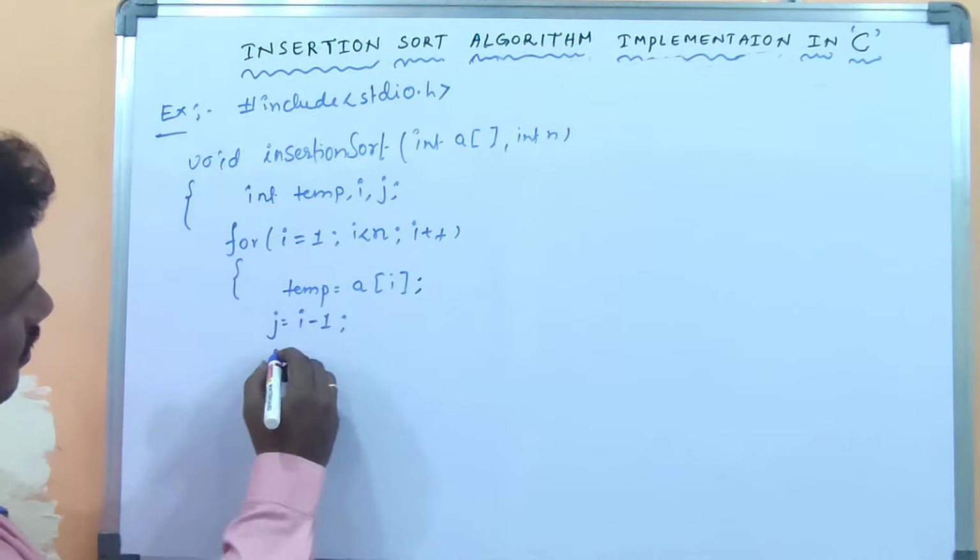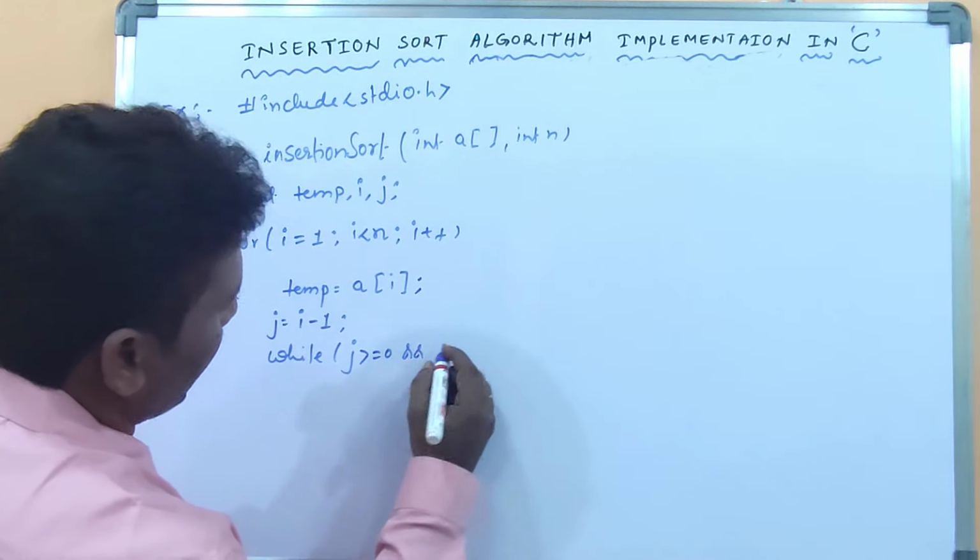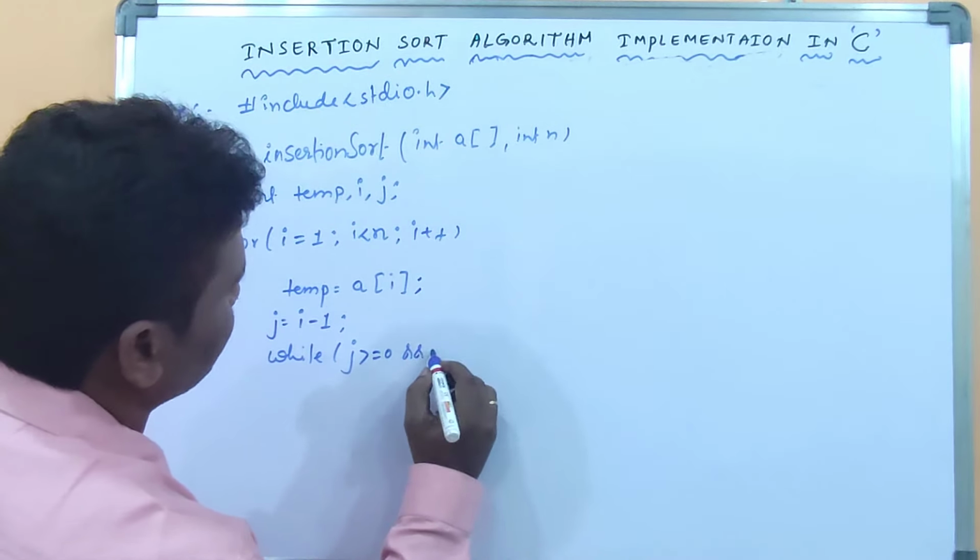If anything is modified while explaining, I will change the code a little bit. j greater than or equal to 0 and a[j] greater than temp. Exactly, I can't write the program perfectly at once. While explaining, I will change the code a little bit.